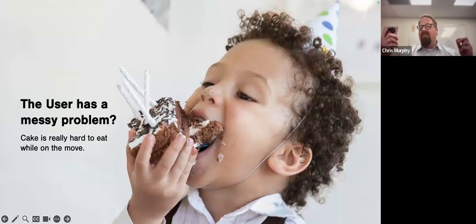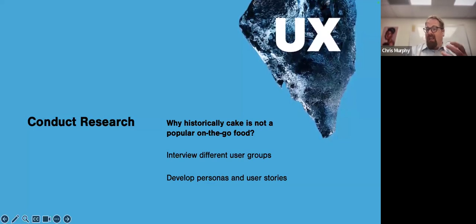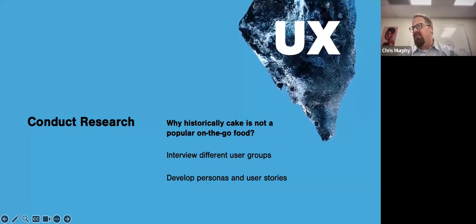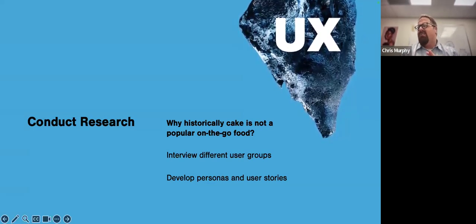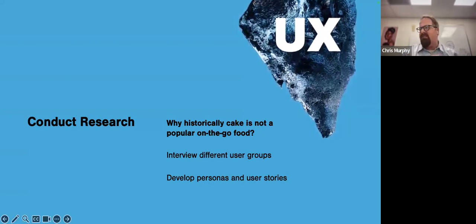Everything we do has some sort of issue that you're trying to solve for. When I talk to students, I say we're in the solving problems business. So it's always, let's define the problem and figure out some kind of solution to it. To do that, we have to understand that problem. That ties back into the empathy, so we need to do some kind of research. Why historically is cake not a popular on-the-go food? That's the question I'm asking myself.